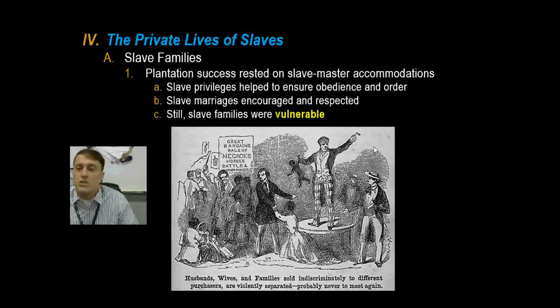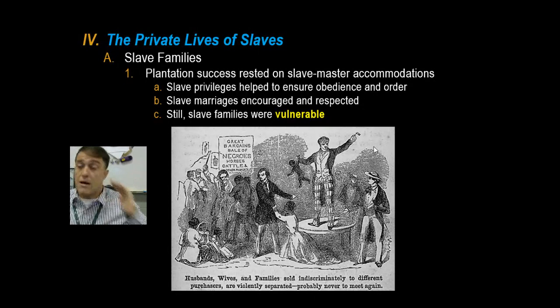Okay, so the ability to go visit a relative or a family member who is one plantation down, or the ability to have your own private family, those were privileges that could be taken away from you, and that was a form of psychological control. All right. They also encouraged marriages, which is something that we talked about already in great detail.